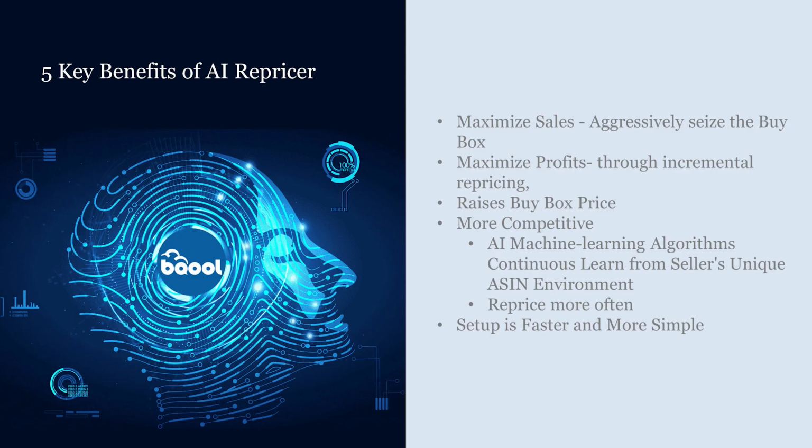So, there are 5 key benefits of the AI repricer. First, it helps you maximize sales, so you aggressively seize the buy box. Then it also maximizes your profits through incremental repricing. It raises the buy box price, and it's much more competitive because the AI has algorithms that continue to learn for a seller's unique ASIN environment. It will reprice a lot more often. Finally, it's much faster to set up and more simple. For the rule base, you really need to tweak all the settings, and it might be different for different types of products that you're selling. So for the AI, it takes all of this data into consideration.